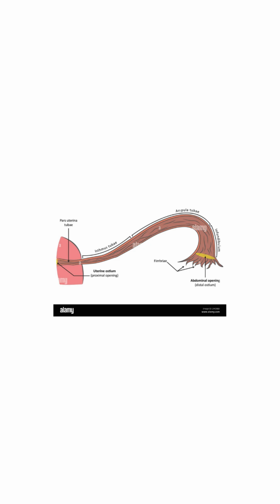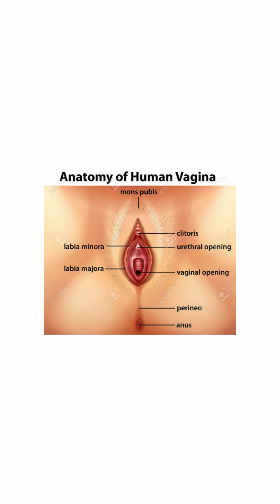Number 4. If the ovum is fertilized while in the fallopian tube, then it normally implants in the endometrium when it reaches the uterus, which signals the beginning of pregnancy. And number 5. Occasionally, the embryo implants into the fallopian tube instead of the uterus, creating an ectopic pregnancy commonly known as tubal pregnancy. This is the vagina.